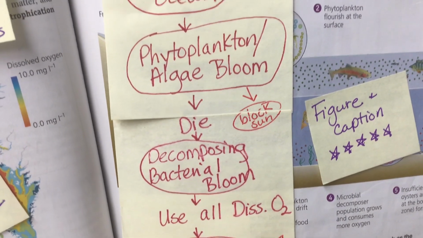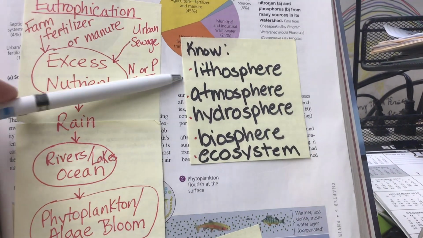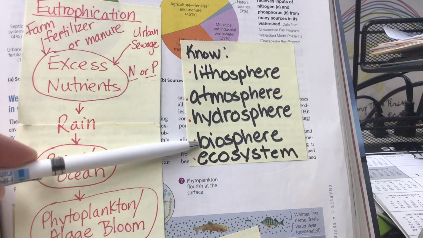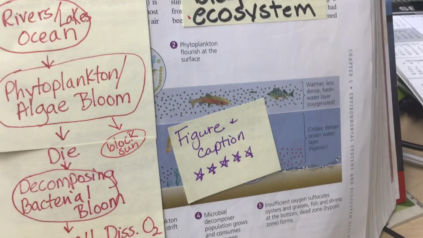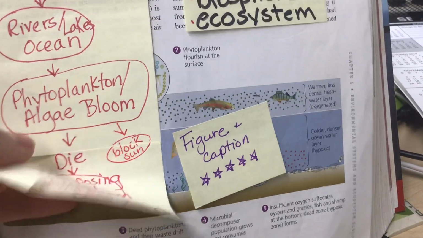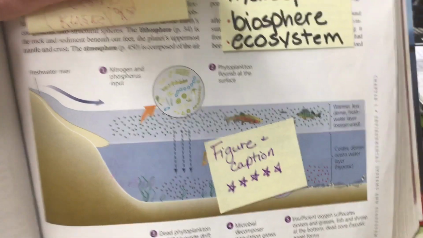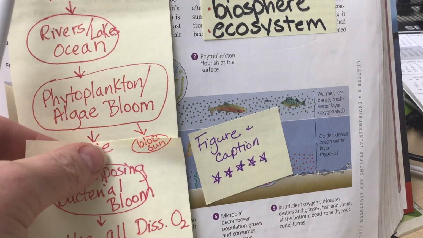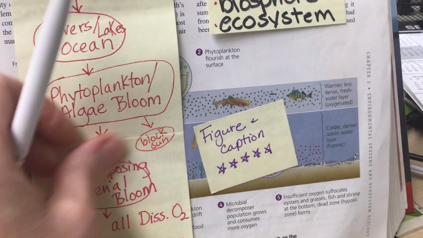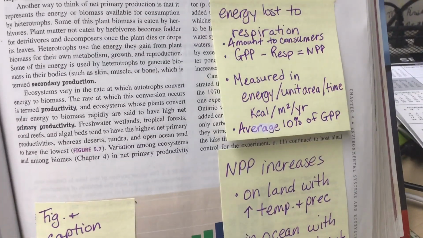That's a common mistake. On this page, also know the definitions of these: lithosphere, atmosphere, hydrosphere, biosphere, and ecosystem. Here's a lovely picture of this whole process of eutrophication. So the flowchart that we just made is described here as well. So this is a really good picture to study. Going on to page 110.